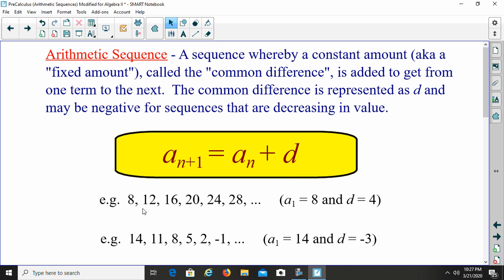Looking at this example, the sequence 8, 12, 16, 20, 24, 28, a sub 1 is 8 because our first term is 8, and d is 4 because we're adding 4 to get from one term to the next. In the sequence at the bottom of the screen, 14, 11, 8, 5, 2, negative 1, now our a sub 1 is 14, and our d is negative 3 because we're adding negative 3 to get from one term to the next. Again, we need to be in the mindset of asking how much we are adding to get from one term to the next term, the term to the right.